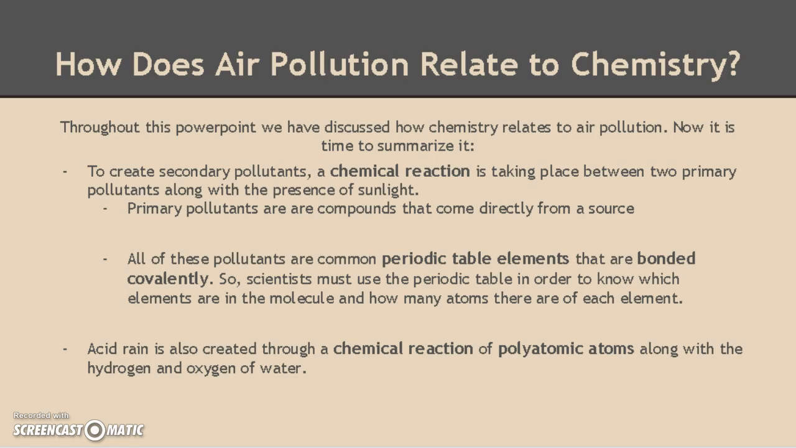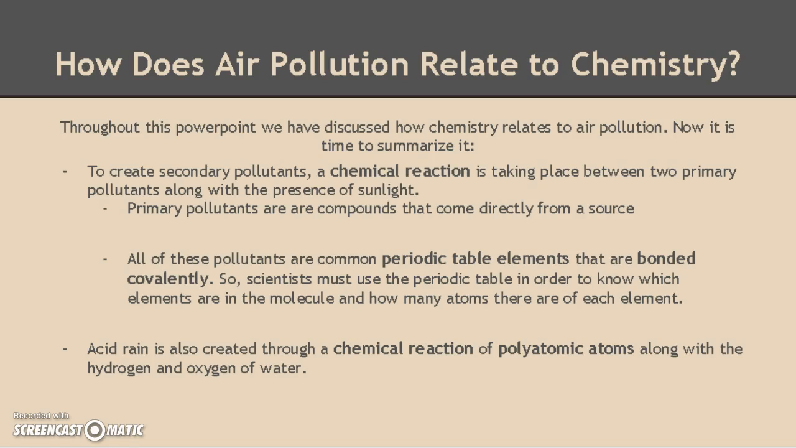This slide just gives us a little summary of how air pollution relates to chemistry. And already throughout this PowerPoint, we discussed so much how chemistry relates to air pollution. So we're just going to summarize it and tie it all together. So to start off, to create secondary pollutants, as we said, a chemical reaction has to occur between two or more primary pollutants along with the presence of sunlight.